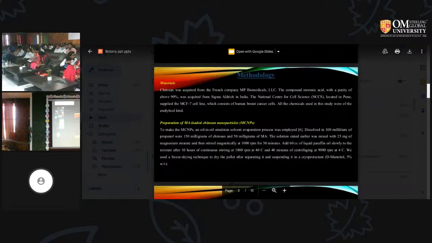Preparation of moronic acid loaded chitosan nanoparticles. To make the moronic acid loaded chitosan nanoparticles, an oil in oil emulsion solvent evaporation process was employed. Dissolve in 100 milliliters of propanol 150 milligram of chitosan and 50 milligram of moronic acid. The solution stated earlier was mixed with 25 grams of magnesium stearate and then stirred magnetically at 1000 rotations per minute for 30 minutes. Add 60 cc of liquid paraffin oil slowly to the mixture.